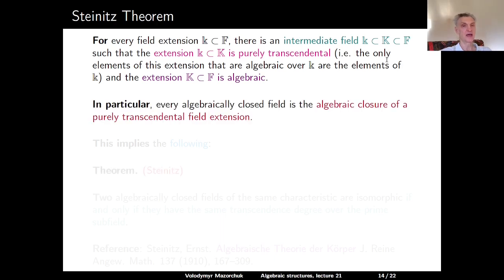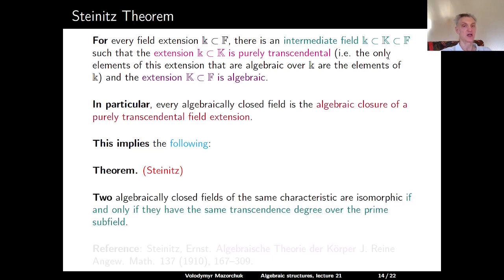In particular, every algebraically closed field is the algebraic closure of some purely transcendental field extension. This implies the following. So, theorem due to Steinitz: two algebraically closed fields of the same characteristic are isomorphic if and only if they have the same transcendence degree over the prime subfield.